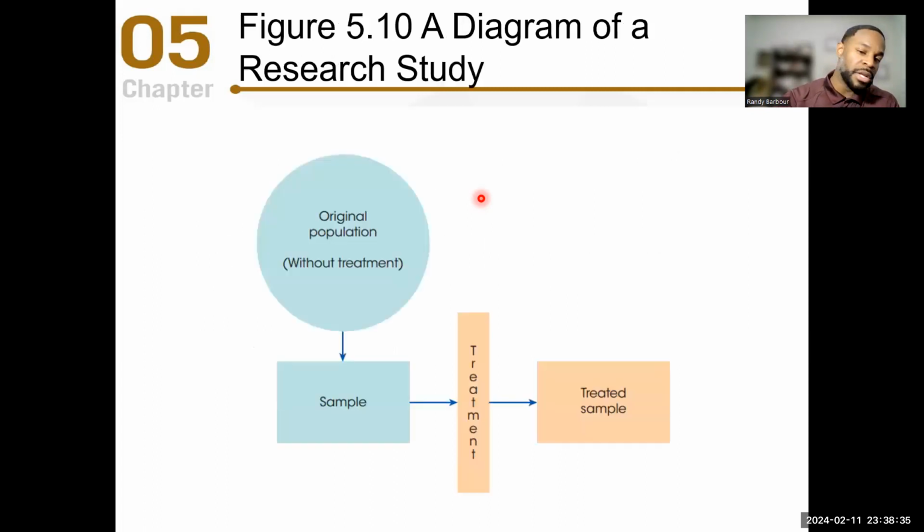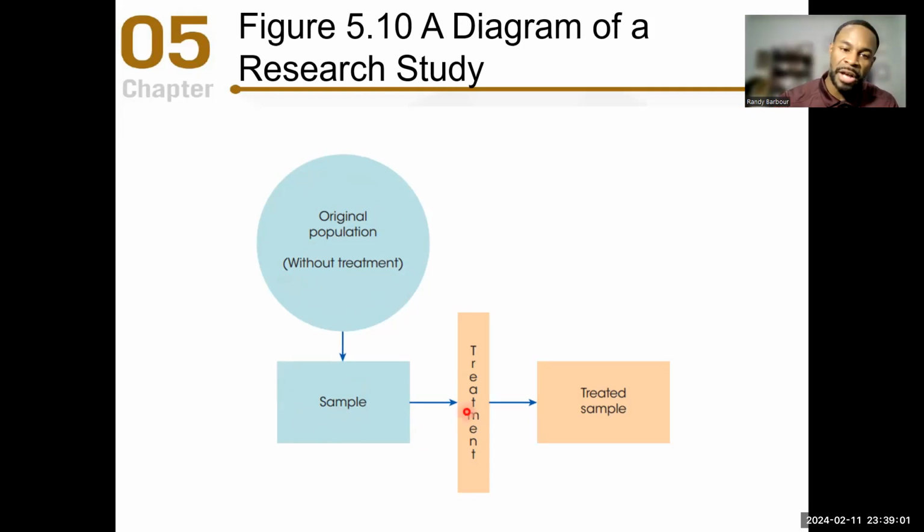Okay, so again, here is an example. You have the original population. This is a population that has not been treated for anything. What they do is take a sample of those individuals out. So this population has 100,000 people, and maybe I want to treat them for depression.